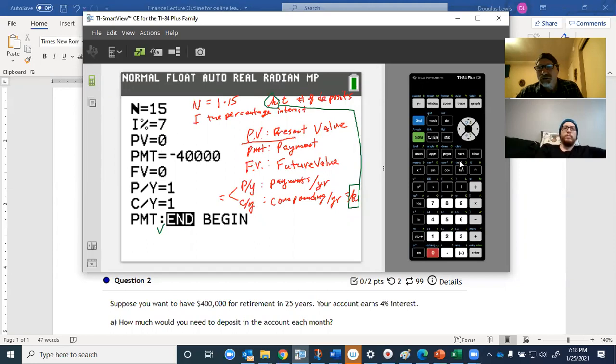Now, what are the payments going to be? I'm going to hit enter here, and you see I hit down arrow once, I hit enter, it's the same thing. What are our payments going to be?